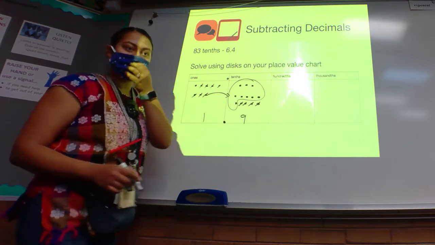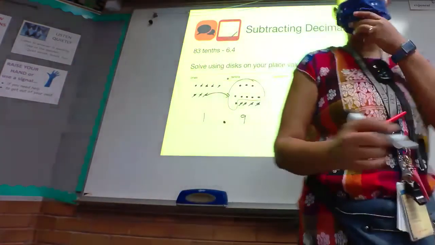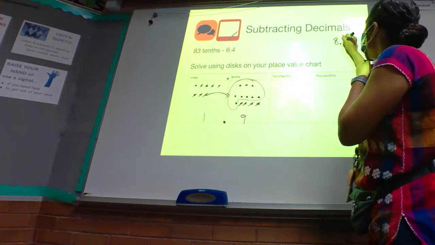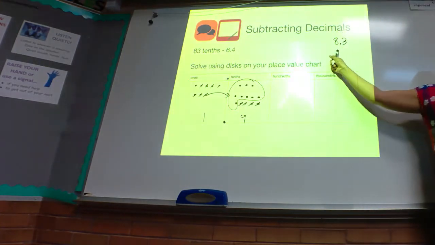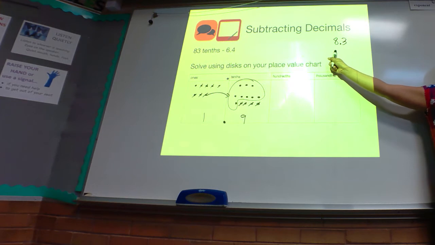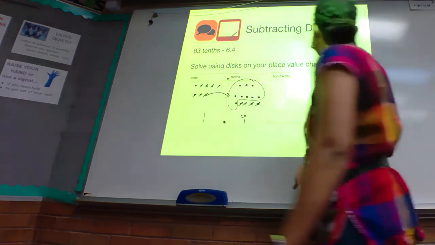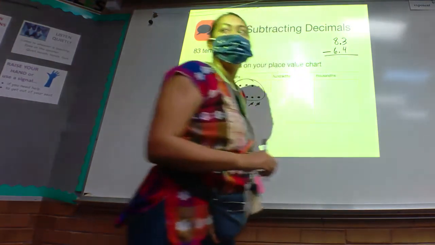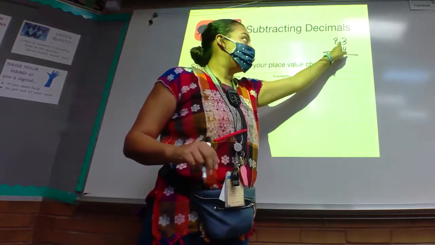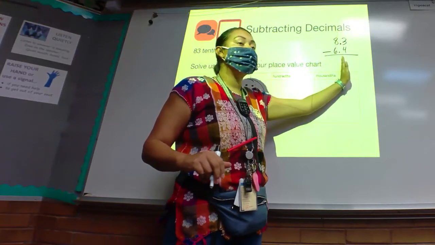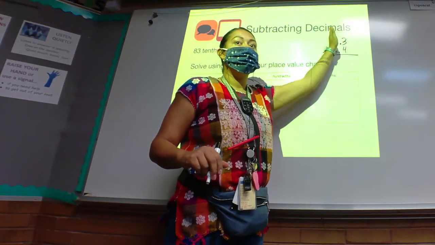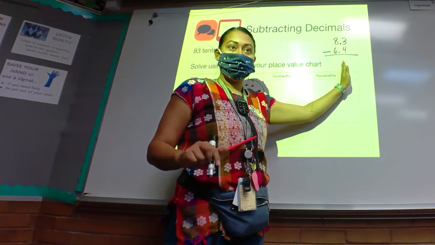Now let's line up our place values to see if that's the same thing that happens. Ready? So we had 8 and 3 tenths, right? Write it down like this. 8, minus 6 and 4 tenths. Notice how my decimals are in the same column. The tenths are in the same column. The ones are in the same column.